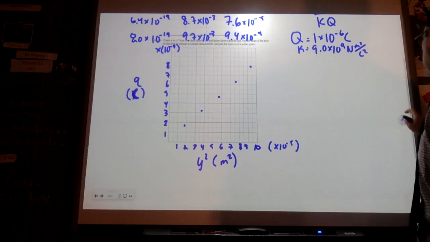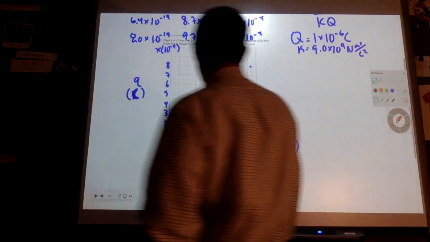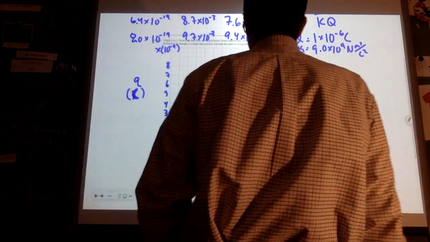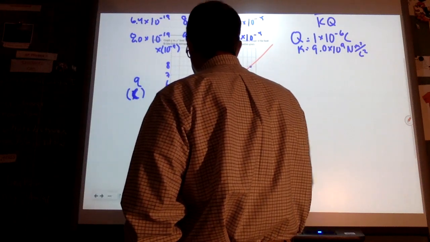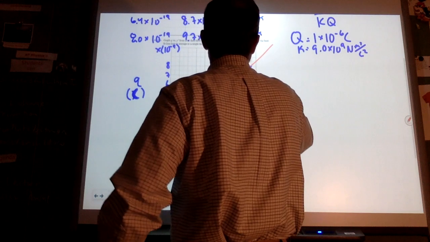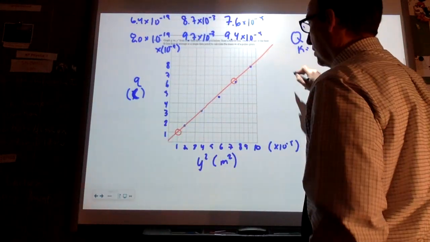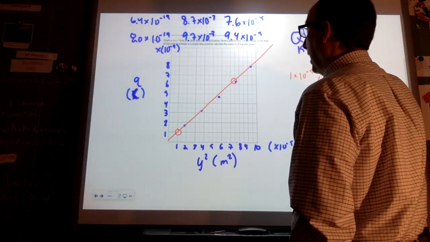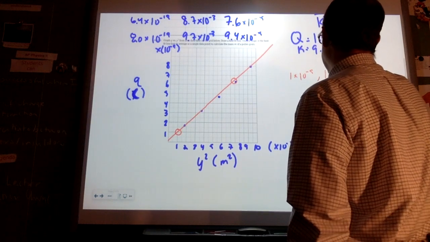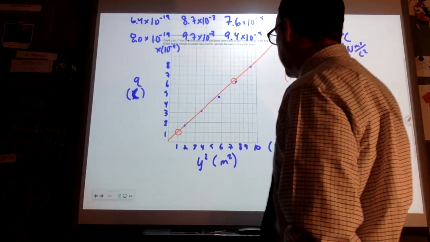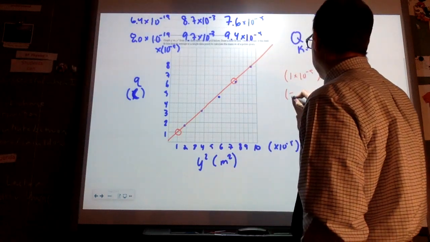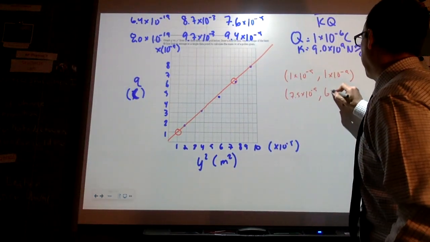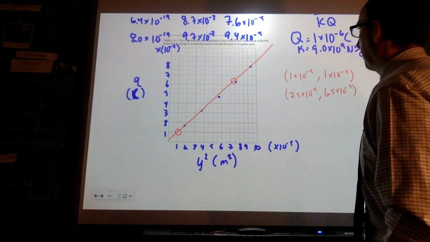All right, so I'm going to draw a best fit line. Yours is going to be better than mine, because you'll be able to use a ruler. And then I'm going to pick 2 points that are on my line that are not my data points. So I have 1 times 10 to the negative 5th, comma 1 times 10 to the negative 9th. And I have 7.5 times 10 to the negative 5th, and I have 6.5 times 10 to the negative 9th.